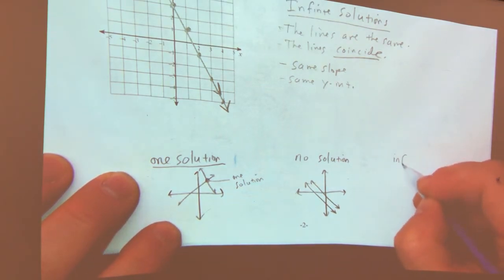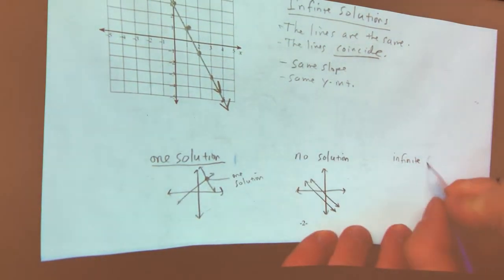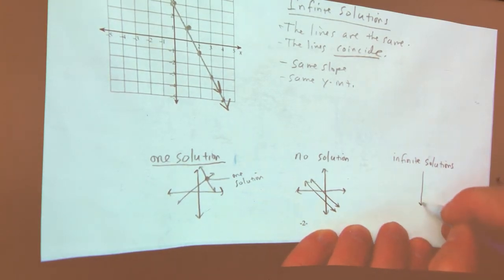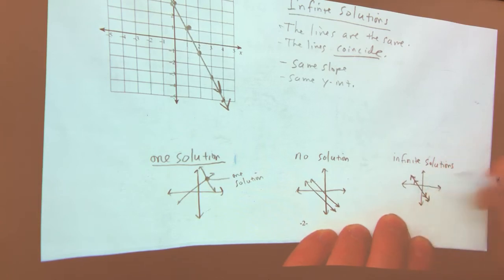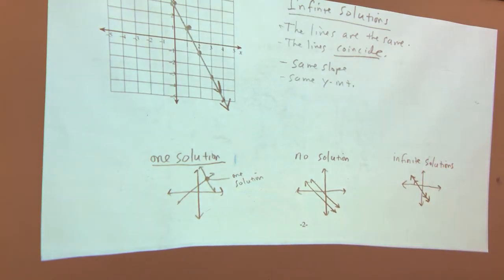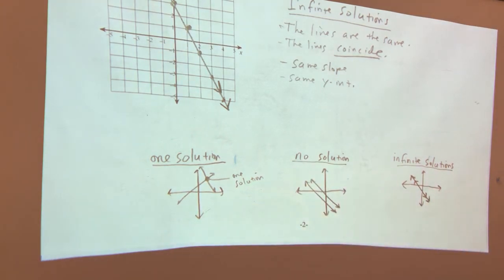Or you could have infinite solutions. You could have infinite solutions, which just means that the 2 lines are actually the same line. So this line, and then there's another line directly on top of it. I'll show it by putting just other arrows here. And so those are the same line, and that's infinitely many solutions or infinite solutions. So those are the 3 possibilities.